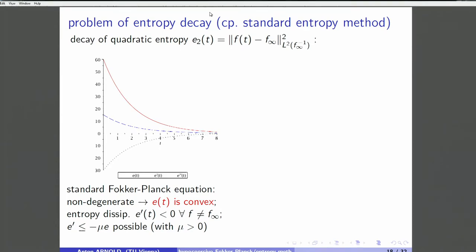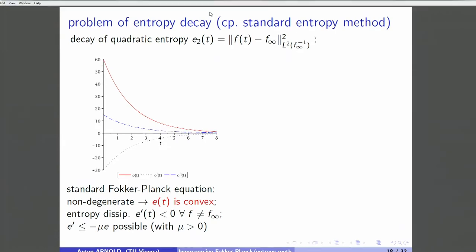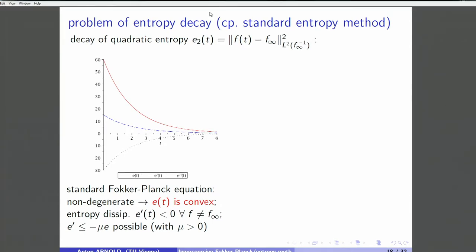And of course, since the entropy decays, this entropy dissipation is always strictly negative unless you have reached a steady state. So this is also a notion that was introduced in the morning with this strict entropy framework. And this fact that the entropy dissipation is always strictly negative makes it possible to have such a differential inequality between the time derivative of the entropy and the entropy.